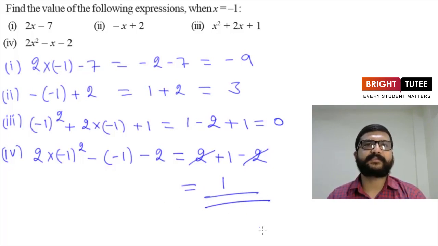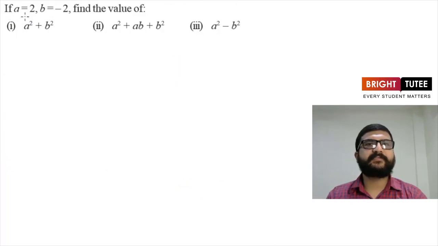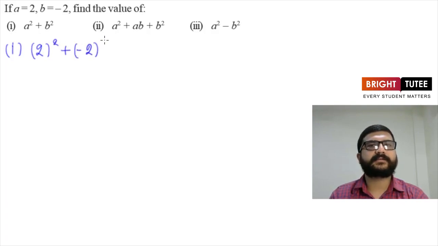Now let's see the next question. The question here is, if a is equal to 2 and b is equal to minus 2, find the value of these given expressions. The first expression is a square plus b square. So we will put a equal to 2 here and b equal to minus 2. So this will give us 2 square plus minus 2 square. Now 2 square is 4 and what is minus 2 square? It is minus 2 into minus 2 and that is also 4. So we will get 4 plus 4 and this is equal to 8.